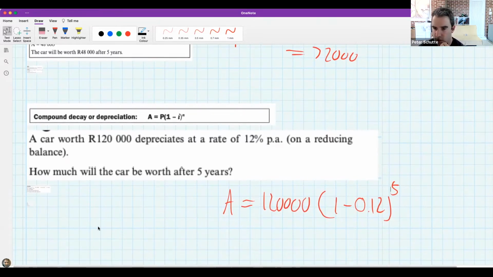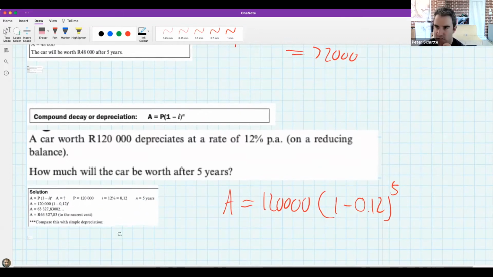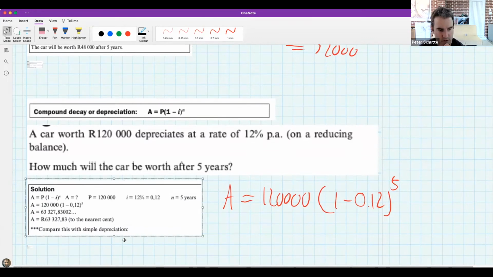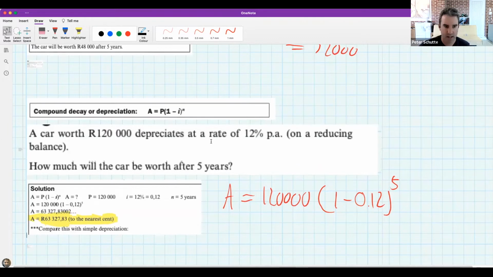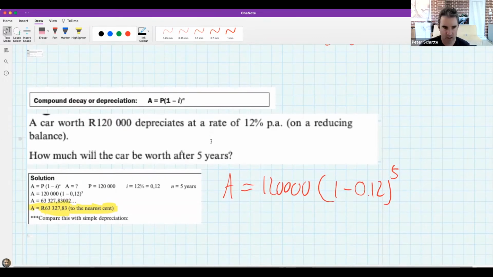All right, so I see lots of people are putting answers in around 63. Let's see what the answer says here. So we should be getting 63,327.83. Yeah. I don't see any problems in the chat at the moment. Please do raise your hand if you have a problem or you want to ask a question, but I think from what I'm seeing, we can move on into another question. So that's the basic depreciation questions.